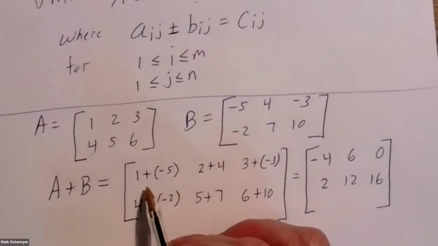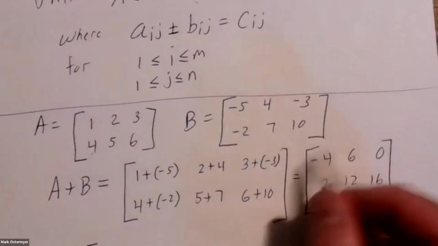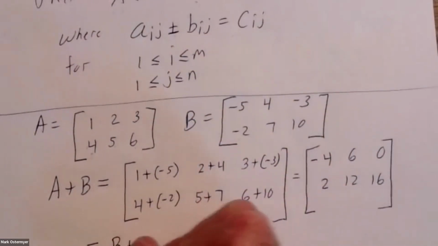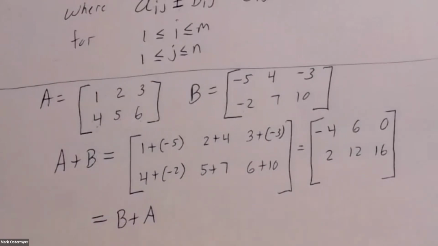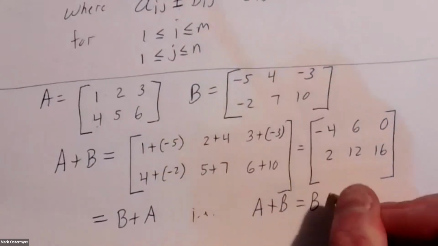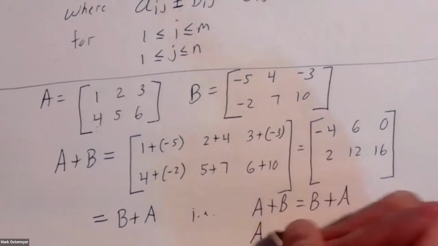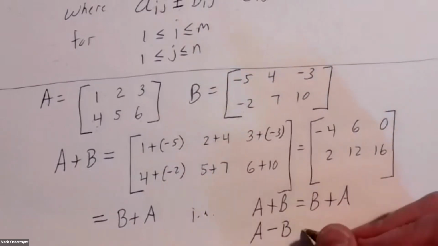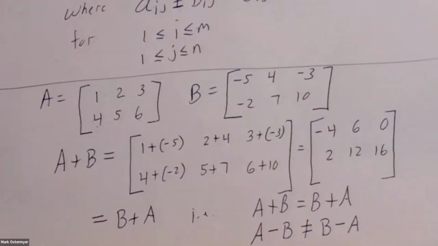Now, since real number addition is commutative, this sum matrix would also be attainable if we took matrix B and added it to matrix A. So matrix addition, ladies and gentlemen, is commutative. In other words, A plus B is equal to B plus A. But matrix subtraction is not commutative. Matrix A minus matrix B is not necessarily the same as matrix B minus matrix A. But that's true with addition and subtraction with real numbers. We know that subtraction is not commutative, but addition is commutative.